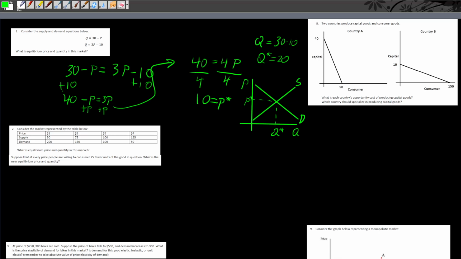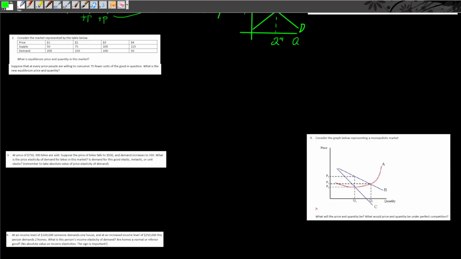Alright, so moving on to the next question. This is the same idea, but instead of having equations, we have a table. So outright, we just want to find equilibrium in the market. So pretty straightforward. We just look where supply and demand are equal to one another. And here we see that that's at 100 and that the corresponding equilibrium price is $3. So Q star is equal to 100 and P star is equal to 3.